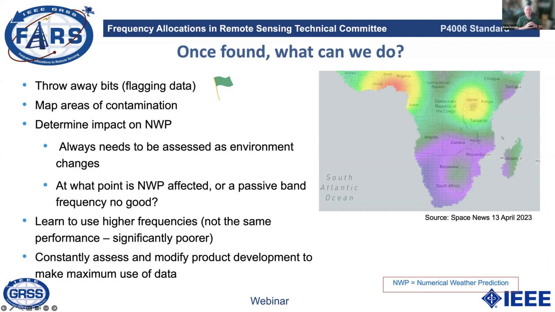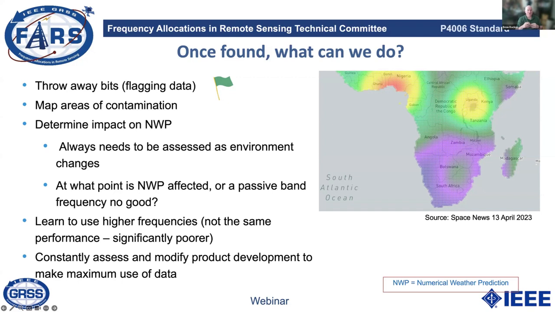Well, the first part of it is that if we can identify the data that is corrupted, we could actually flag it and throw it away or de-weight it, and use that data with the appropriate caution that we should. We can map areas of contamination, like you hear with Africa, measure the amount of energy that's coming from anthropogenic sources and map it.